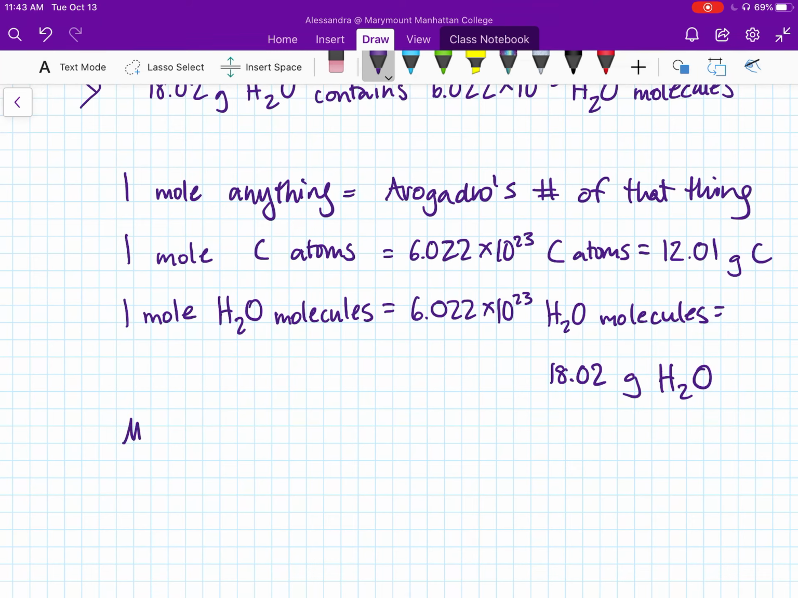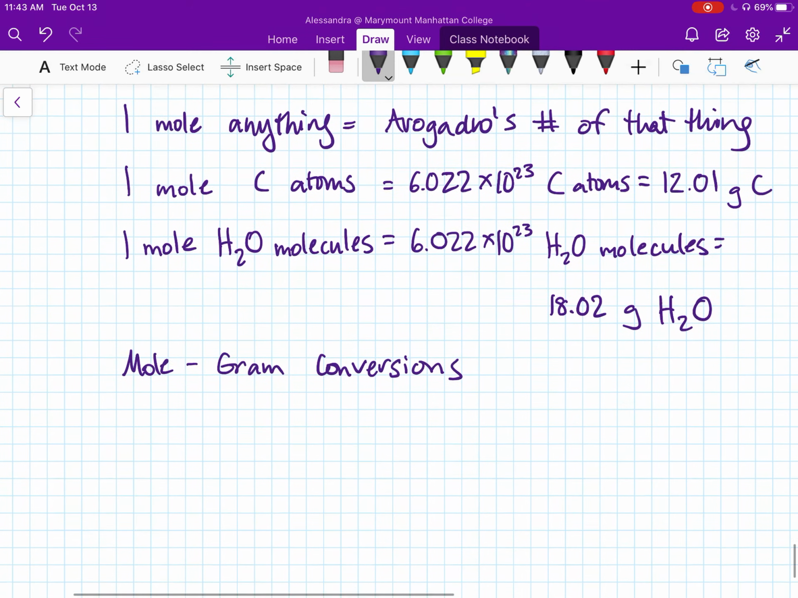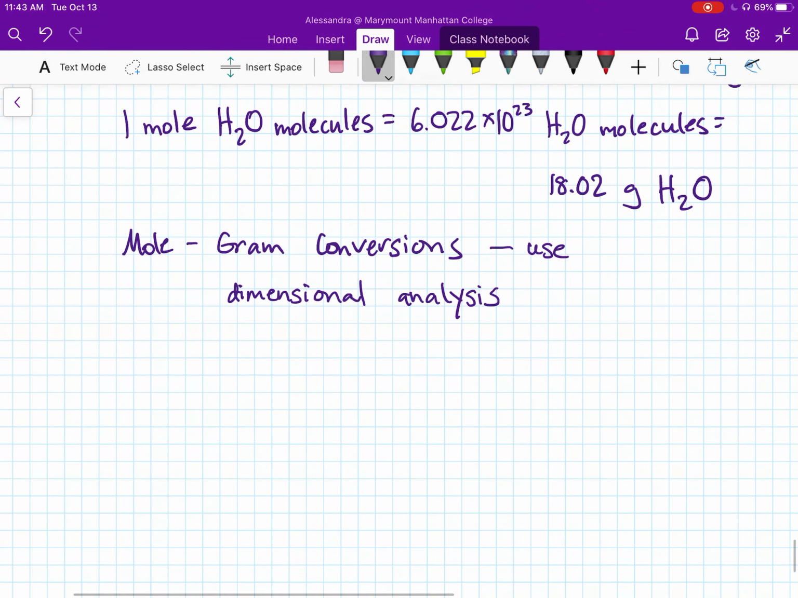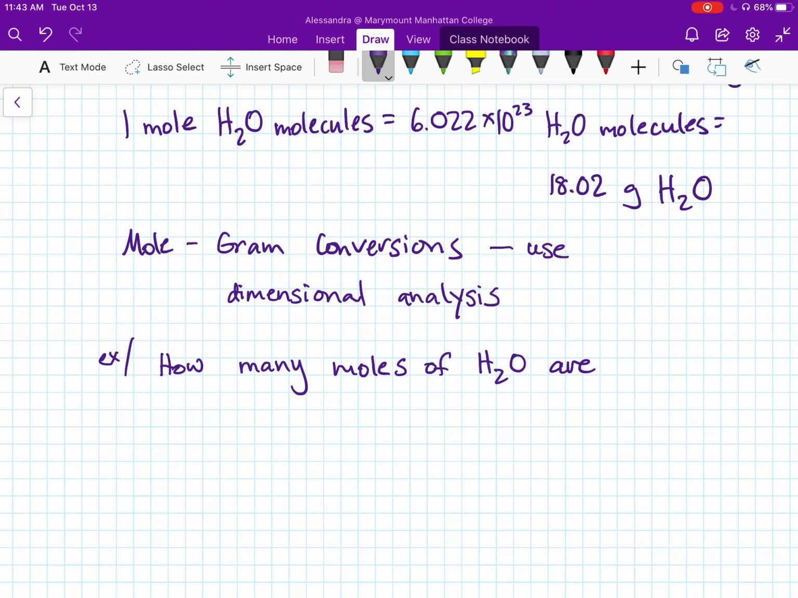So now let's get to the topic of converting between moles and grams, because this leads us directly to the ability to convert between grams and moles. To do this, you want to use dimensional analysis, just like we did with unit conversions in general. Dimensional analysis, also known as the unit factor method, is where you cross multiply and cancel units. That's going to be the best way to do these sorts of mole-gram conversions. So, given everything we just said, how many moles of water are there in 180 grams of water?